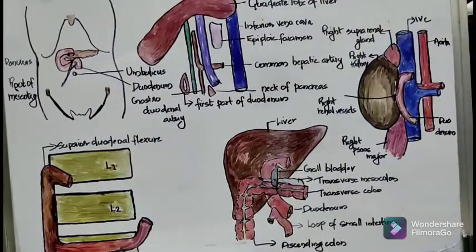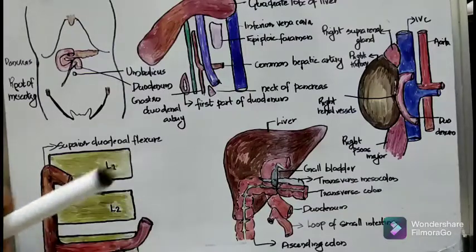So today we discussed the duodenum. The duodenum is the most fixed and the widest part of the small intestine, and it is about 25 centimeter long, and it is divided into 4 parts. The 4 parts of the duodenum are the superior part, the descending part, the horizontal part and the ascending part.